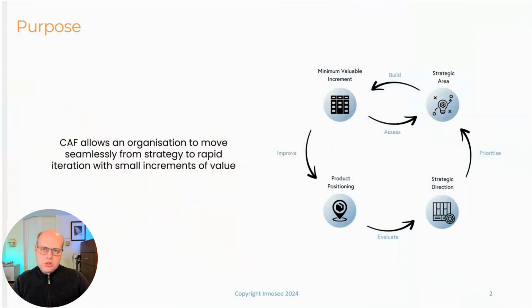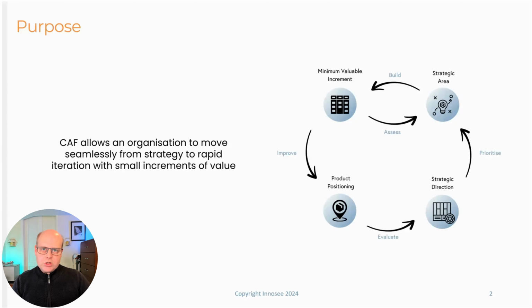Next, we have strategic direction. This is a strategy process that feeds into the strategic areas. Now, what you'll find in a lot of organizations, and we'll cover some of the anti-patterns later, is that they are brainstorming software features, whereas CAF takes very specific inputs, for example, how strong your competitors are, in order to improve your product position in the market.